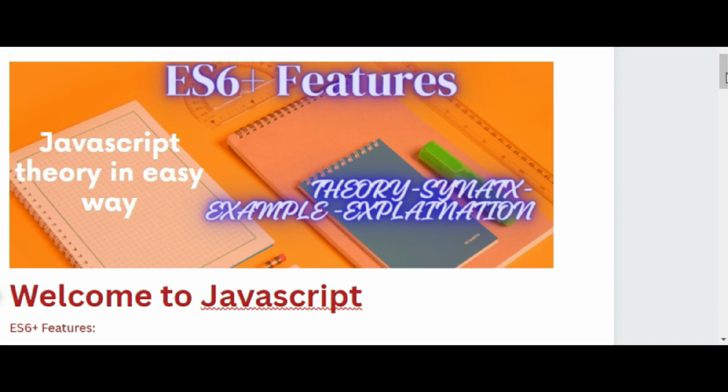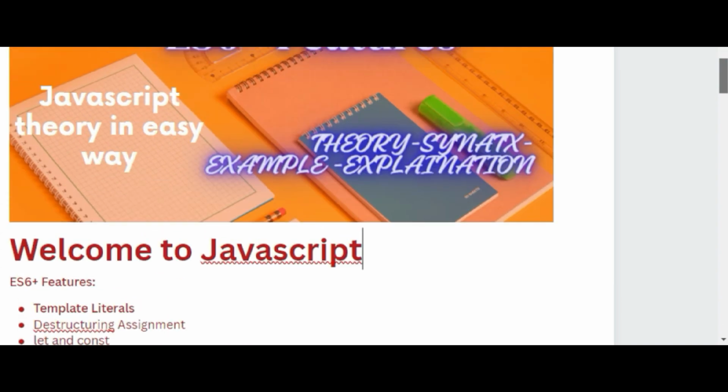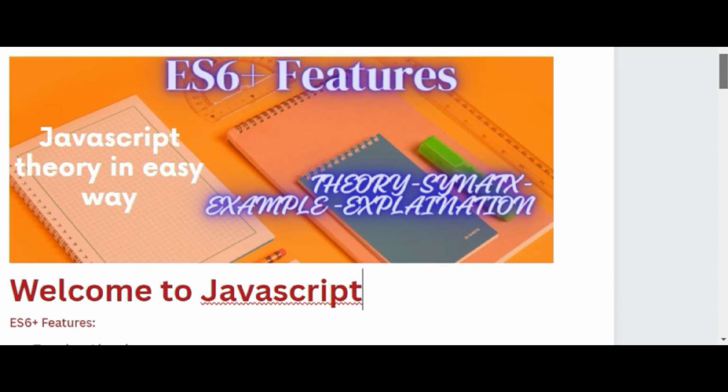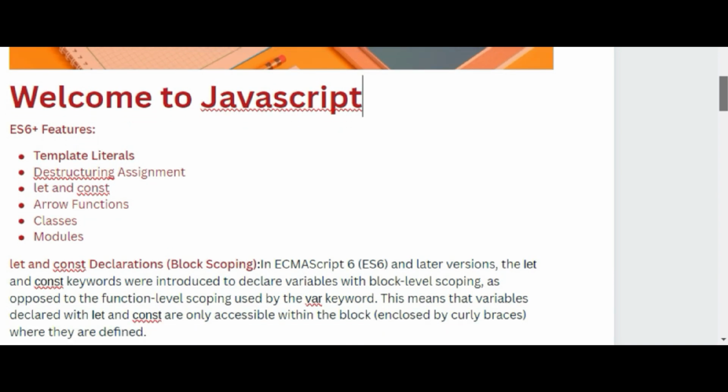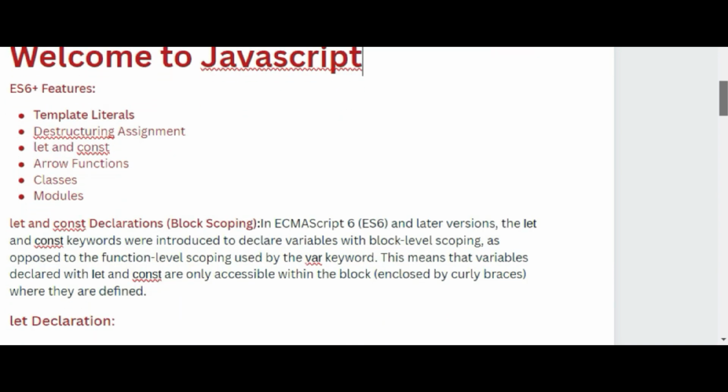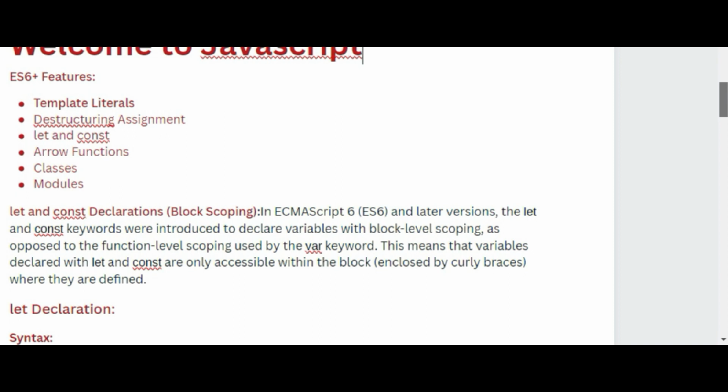So guys, I'm going to tell you about the ES6 features. So this is ES6 features: template literals, destructuring assignment, let and const, arrow functions, classes, and modules. First I'll start with the let and const declaration, block scoping, right?